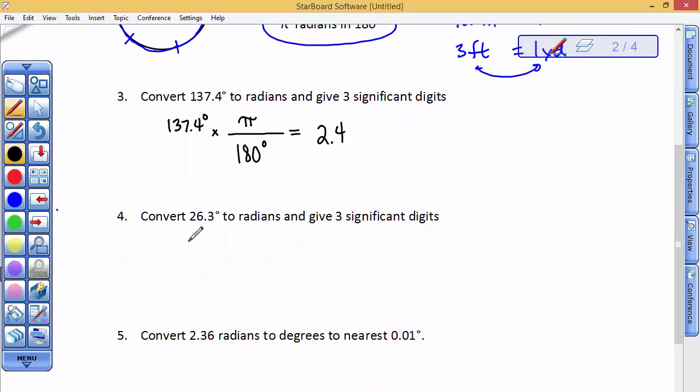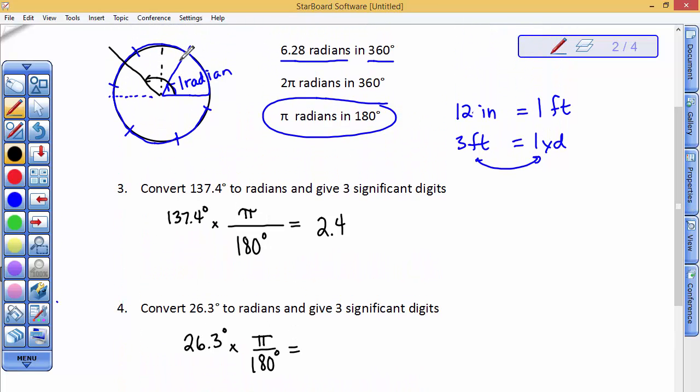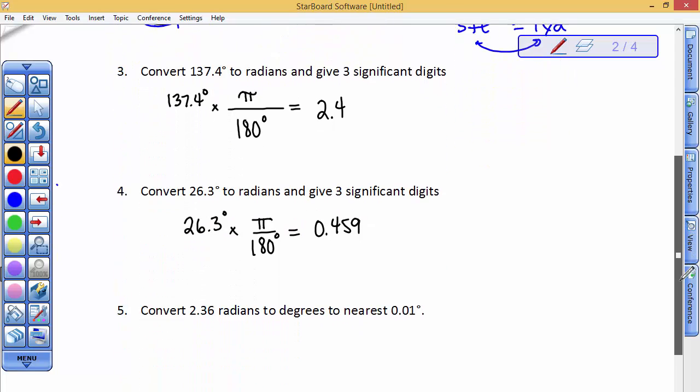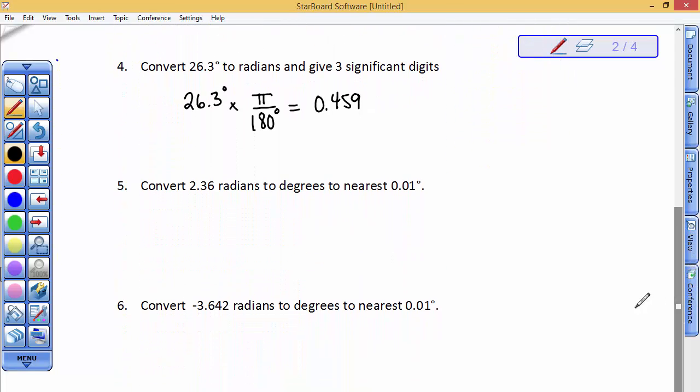And I need you to be able to go backwards again. So you should practice this one, but you're just going to multiply by pi over 180. Now remember, 57-ish or so degrees is 1 radian, so 26 is less than 1. So when you do that multiplication, you're going to get 0.459. To go in the other direction, 2.36 radians.